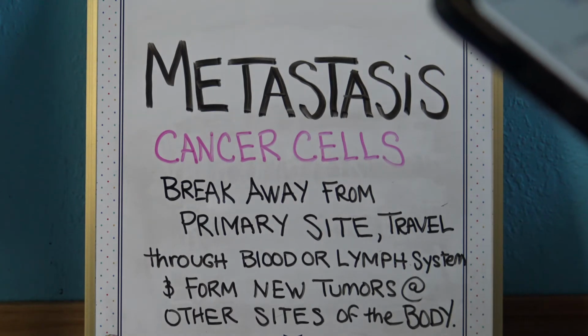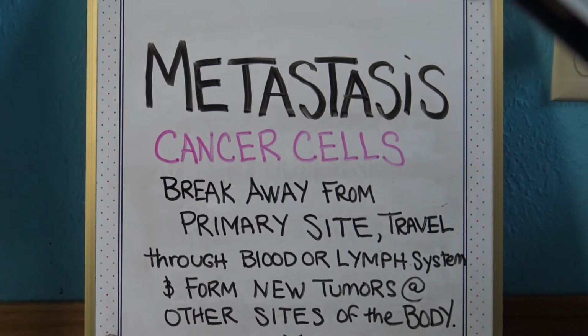Metastasis. When something metastasizes, it is cancer cells that are breaking away from their primary site and traveling through the blood or lymph systems to form new tumors at other sites of the body. So they travel around and spread. Metastasis.